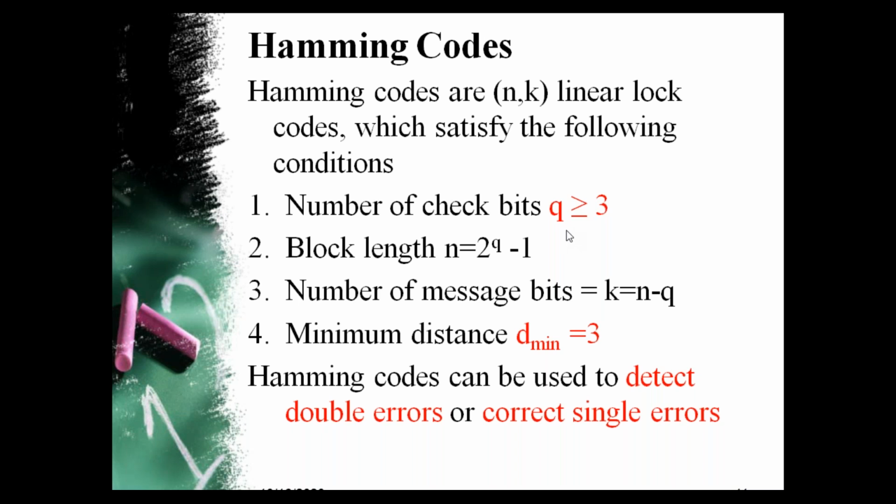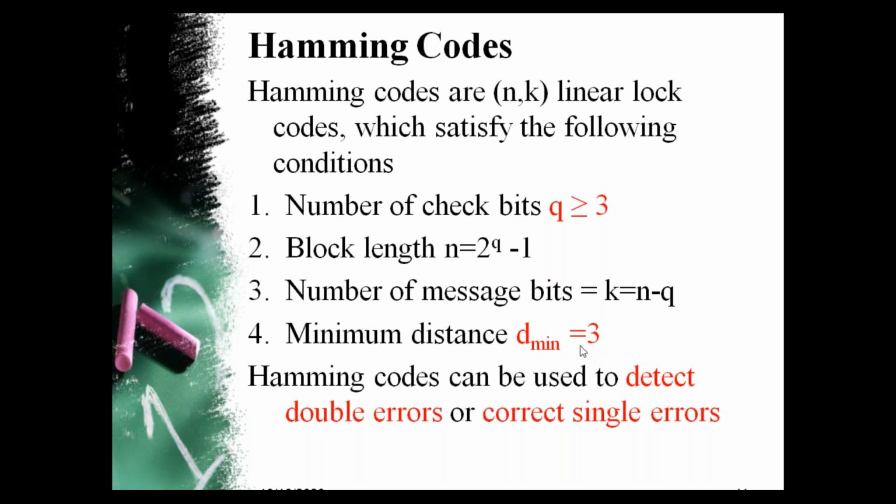I say the most important criteria, which satisfy all the others, are in general for a linear block code, where q is greater than or equal to 3 and the minimum distance of the Hamming code is equal to 3. Since the minimum distance is equal to 3, we say it is a linear block code satisfying these criteria. Therefore, Hamming codes can be used to detect double errors or correct single errors.